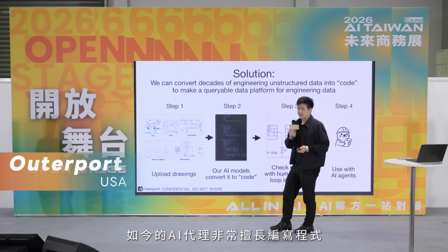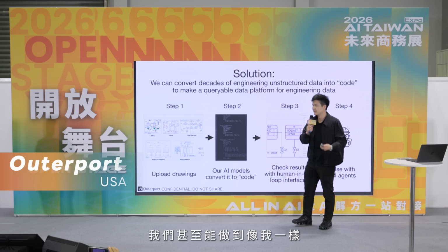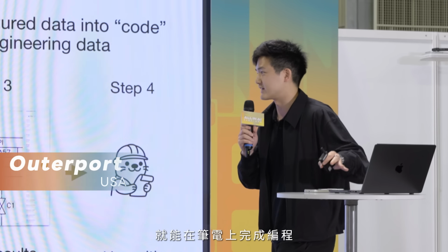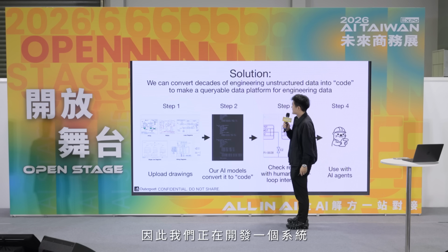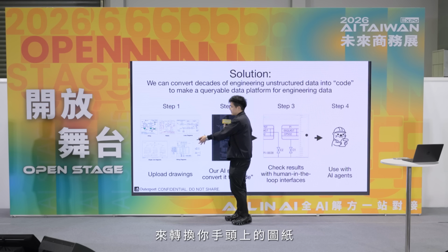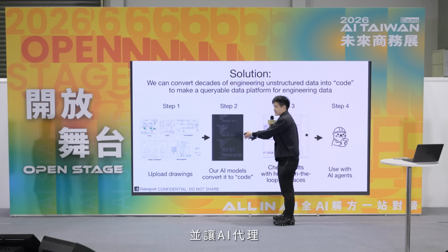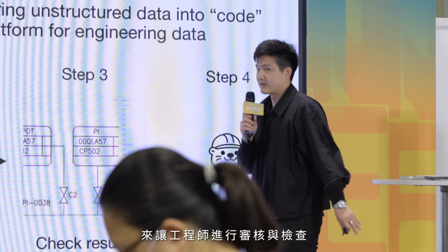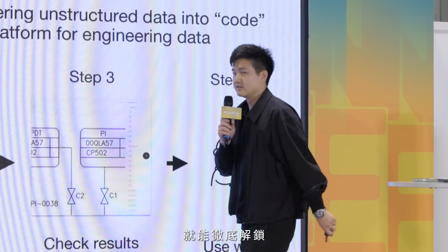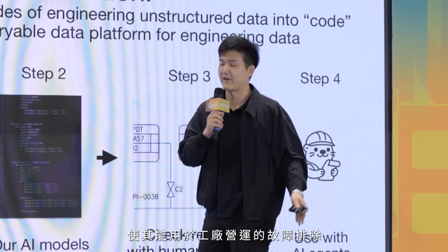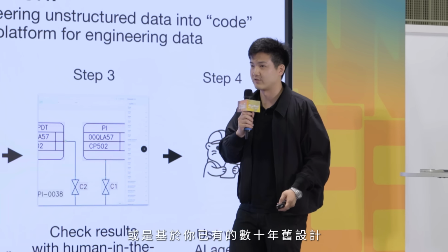But the good news is that AI agents today are actually really good at doing programming. And we're getting to a point where people like me, I can actually do programming on my laptop as I give this presentation by just giving Claude Code some instructions as I give this presentation. So we are actually working on a system where we can, for example, if you have drawings, you can actually convert this drawing using computer vision technology and have the AI agent write code that represents the same engineering drawing. And you can have systems to have humans check over and everything. But once you do this, you can actually unlock this decades of engineering data so that you can use it for example, troubleshooting issues in factory operations or making new designs based on your decades of old designs that you already have.